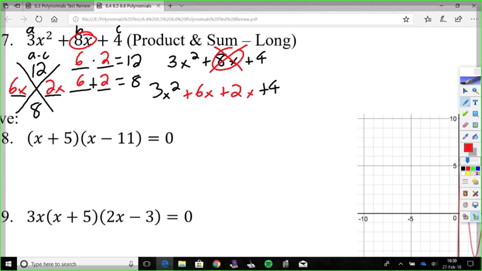Now, it doesn't matter which order you put them in. You could put the 2x before the 6x. That's fine. But now we have our 4 terms. We're going to factor by grouping. So group the first 2 and then the last 2 terms.